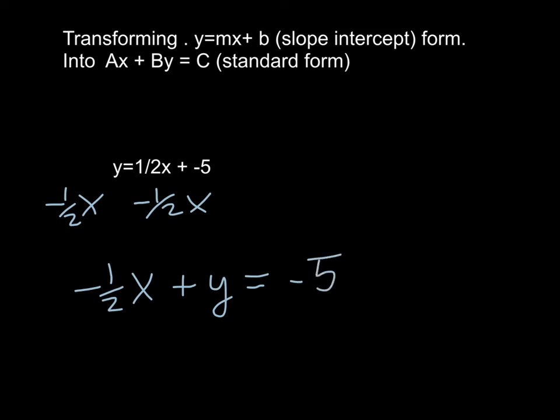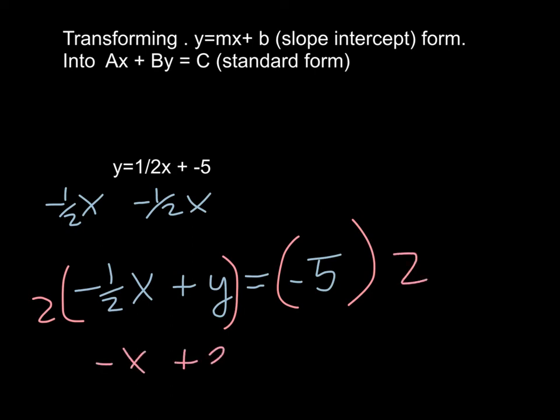Now you're close here, but you're not quite in standard form because, again, of the fraction. So you see in the denominator that the fraction is 2. It's not always going to be 2. I've been using 2 in this example, in this video. Times 2, times 2, so negative x plus 2y equals negative 10. Now you're in standard form.